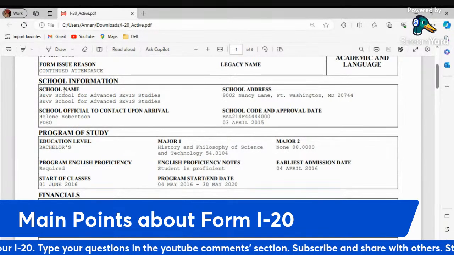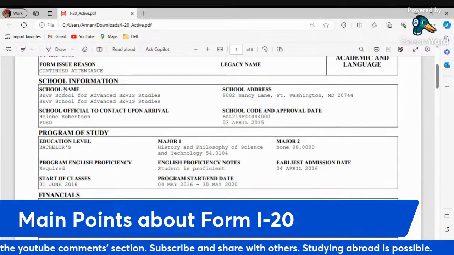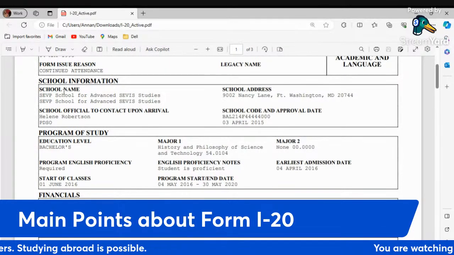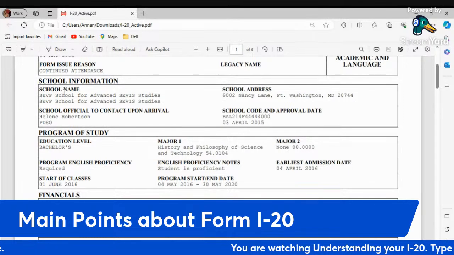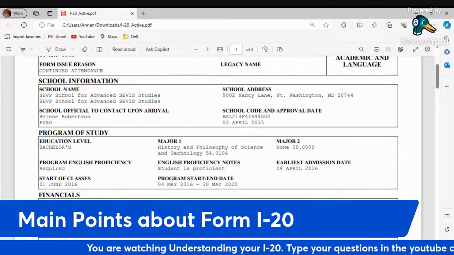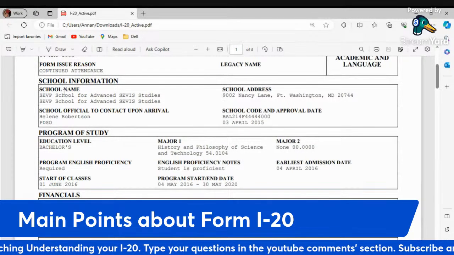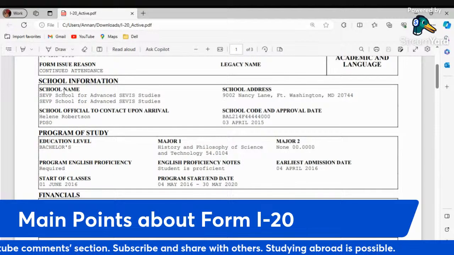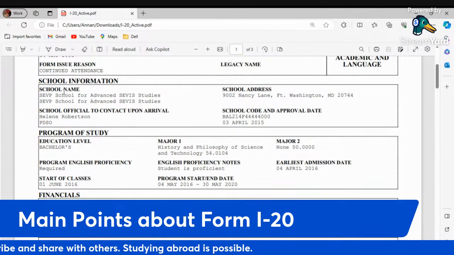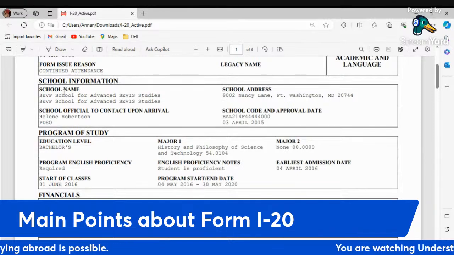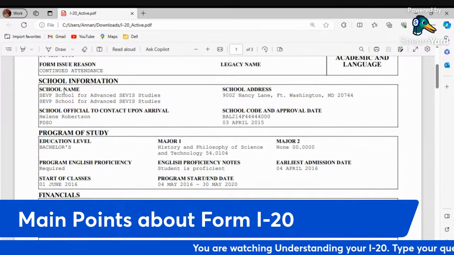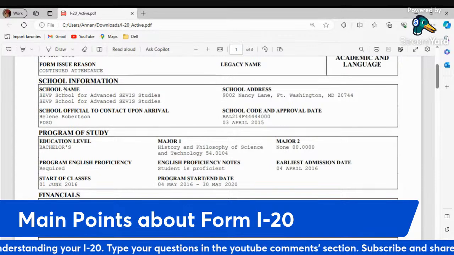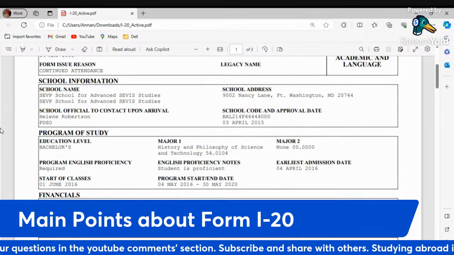The second section of the Form I-20 is the school information. It contains the school name, the school address, where the school is, and the school official to contact upon arrival. These people are called DSOs, the designated school officials. They are the people the school designates to lead you into the States. When you reach the States, you have to submit all your documents to this person for him or her to process a new I-20 for you, and also give you certain documents to go to the Social Security Center for the Social Security number, so that your funding can begin to come into your bank account. Then the school code and approval date. All these things will be given by the school.